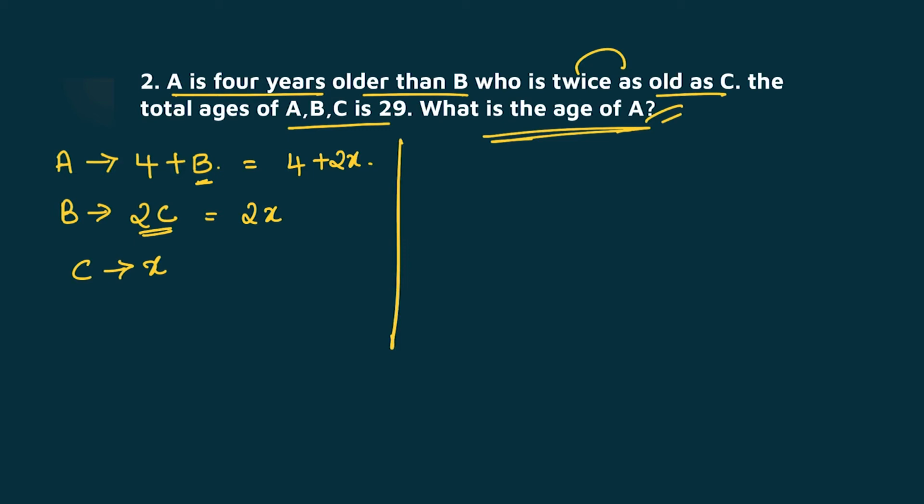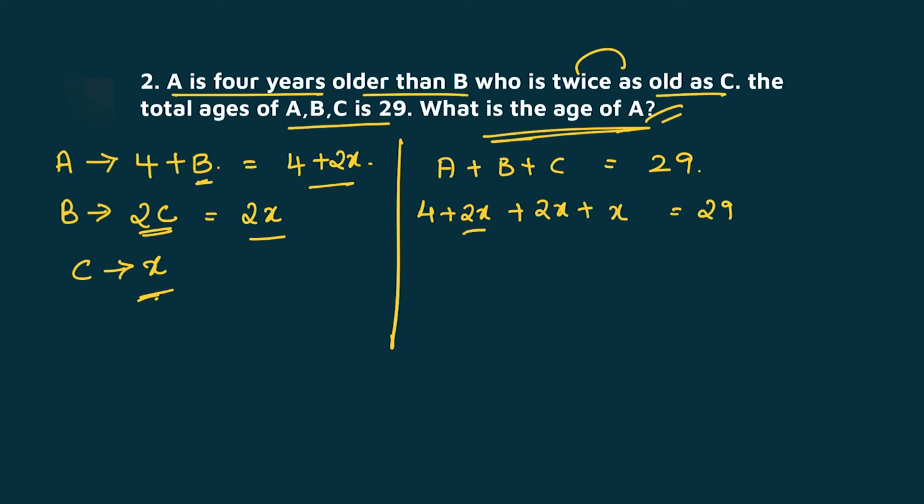Now come to the second part of the question. The total of the ages of A plus B plus C is equal to 29. So we have derived some equations, right? The value of A is 4 plus 2x, the value of B is 2x, and the value of C is x, which is equal to 29. Now add all these x values: 4 plus 5x is equal to 29.